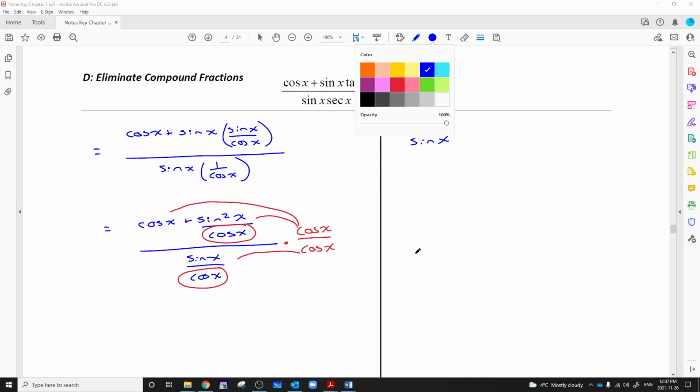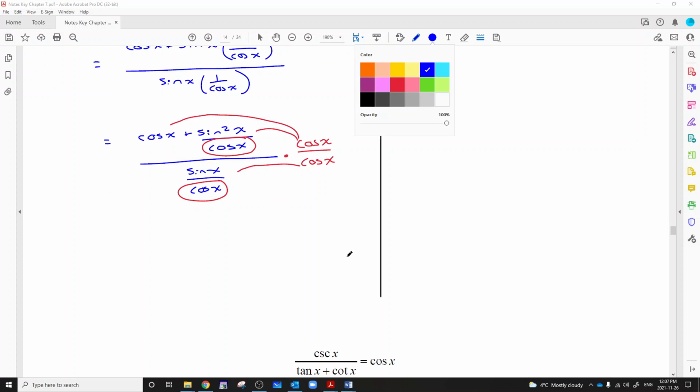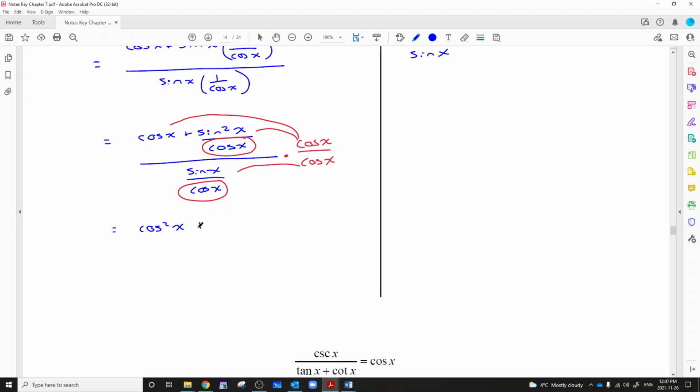What's going to happen when I do that? Well, I will end up with cos x times cos x, which is cos squared x. And then I'll end up with cos x times sine squared x divided by cos x. So the cos x's would simplify, and I'd be left with just sine squared x. And then in my denominator, sine x over cos x times cos x would leave me with just sine x. And then I can see that I have a glaring identity. Cos squared x plus sine squared x is 1, over sine x, and I'm done.